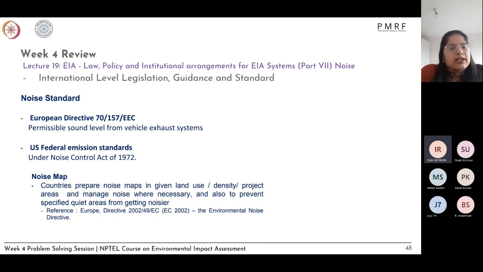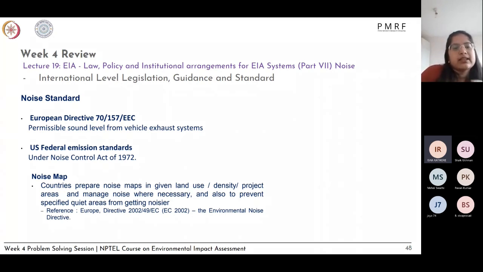And then we have the US federal emission standards for the USA, which come under the Noise Control Act of 1972. And we have noise maps, which are basically that countries develop noise maps for the given land use, density, and project areas, and they manage noise where necessary, and also prevent noise from being generated in specified quieter areas. So for example, you have areas where honking is not allowed, or car horns are not allowed, especially hospitals and schools.